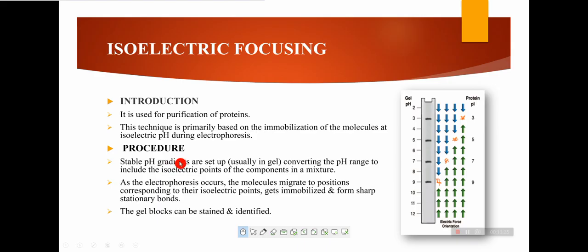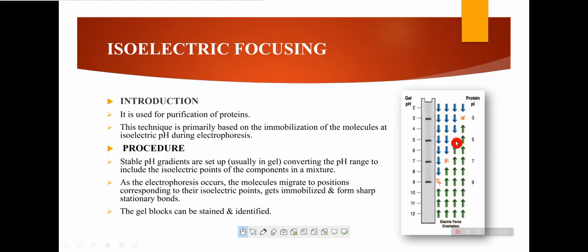So in this technique, stable pH gradients are used. They are generally set up in the gel which covers the pH range to include the isoelectric points of components in a mixture. As the electrophoresis occurs, the molecules migrate to positions corresponding to their electrical charges. As you can see, the molecules will move towards their isoelectric point only, because the gel is made up of stable pH gradients. They get immobilized and form sharp stationary bands.